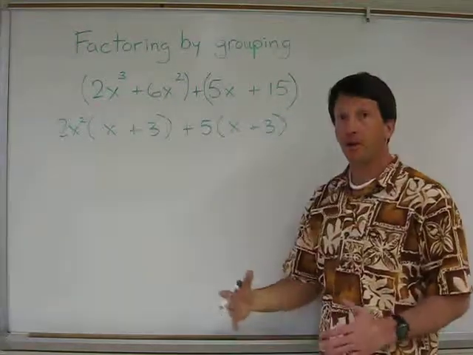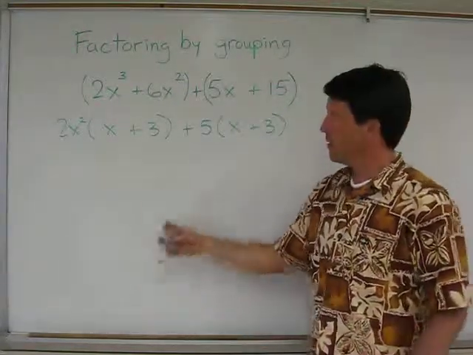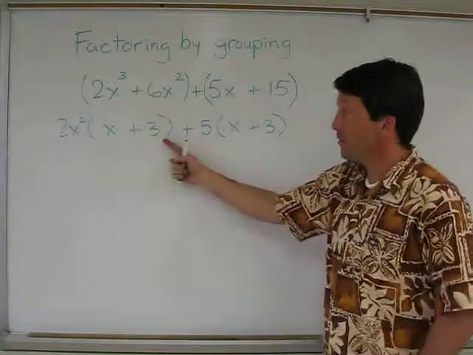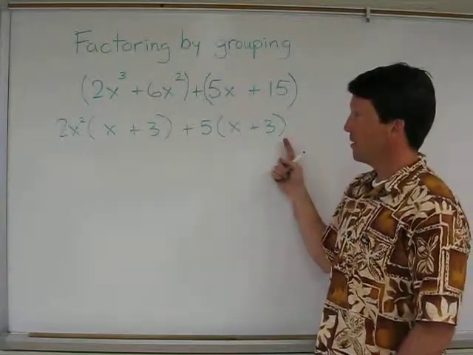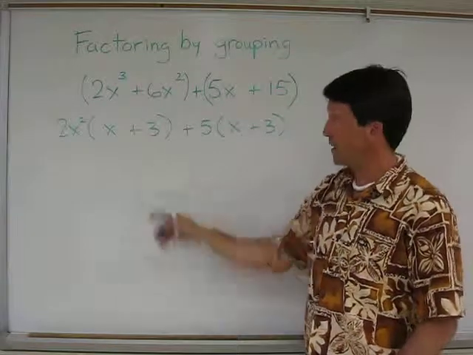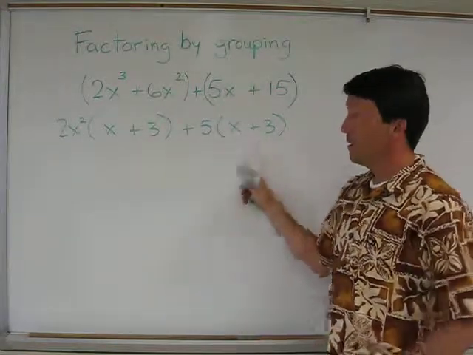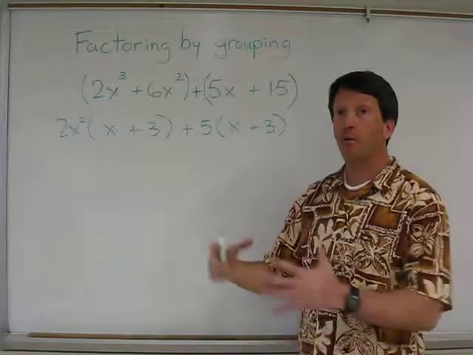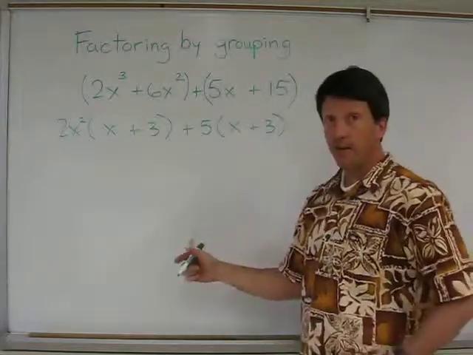So now I look at the whole problem again. From among this first part and the second part, now these have a common factor of x plus 3, here and here. So I can factor out that entire quantity. So I write down the x plus 3.